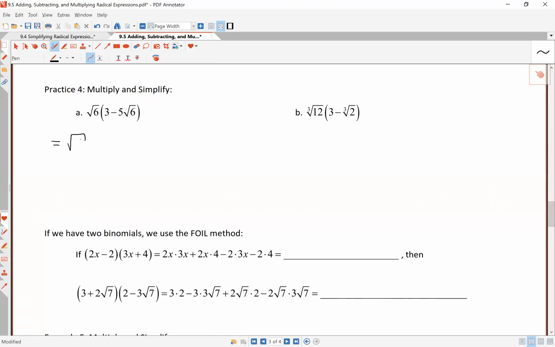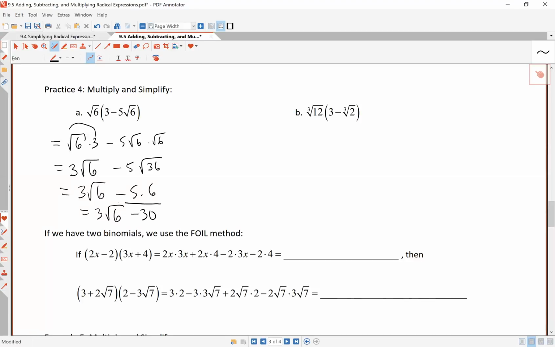We distribute the root 6 to the 3 and the root 6 to the 5 root 6. We put the 3 times the root 6 in front, and this becomes minus 5 square root of 6 times 6, or 36. So we get 3 square root of 6 minus 5 times 6, or 3 square root of 6 minus 30.